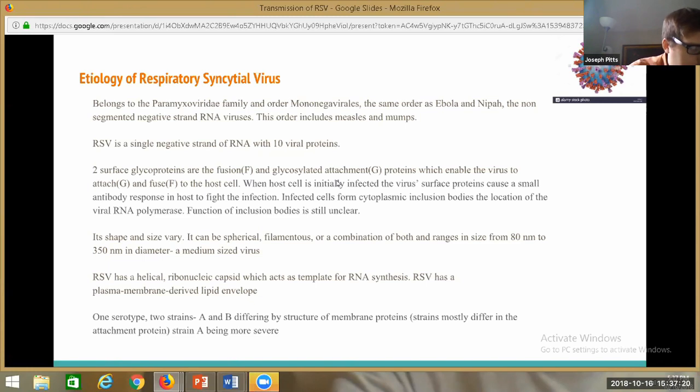RSV varies in shape and size. It can be spherical, filamentous, or a combination. Its size is from 80 to 350 nanometers in diameter, making it a medium-sized virus. It has a helical ribonucleic capsid and a plasma membrane-derived lipid envelope. RSV is of 1 serotype and 2 strains, the A and B, A being more severe.